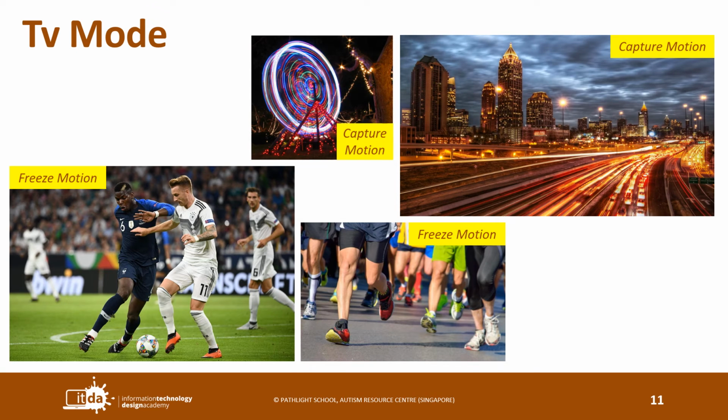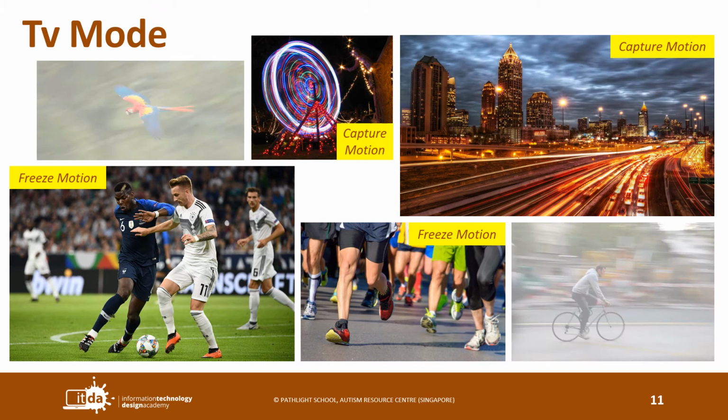So if you notice in these two pictures here, you can actually trace the light paths, okay, of the cars driving on the street as well as the Ferris wheel lights. Okay, so the reason why you can see this light path is because of a special function on TV mode, which we will learn very soon. Okay, so this allows us to capture motion lines, capture motion.